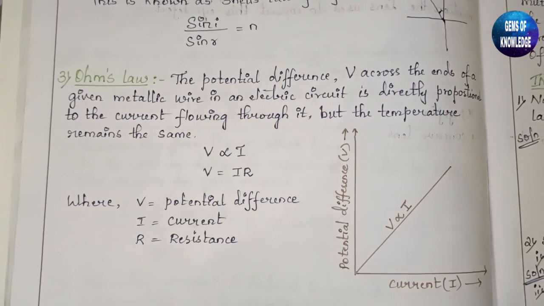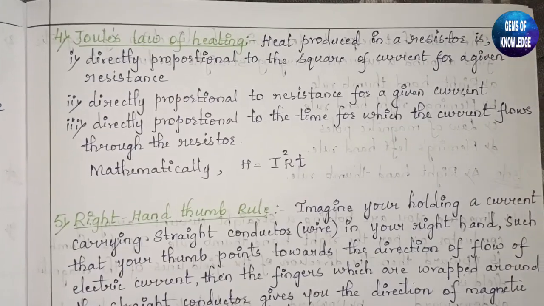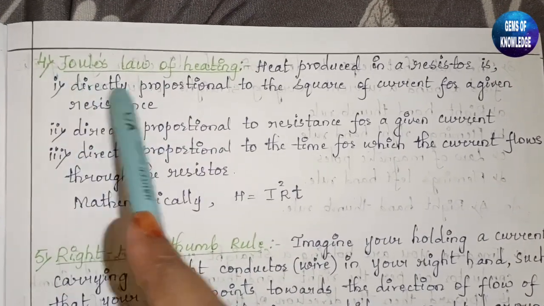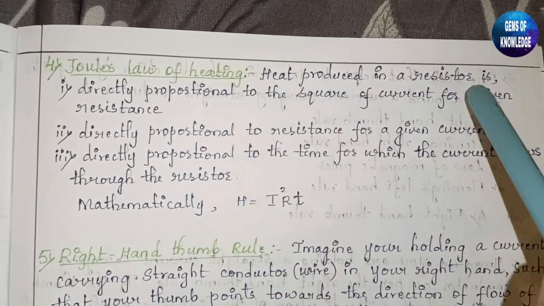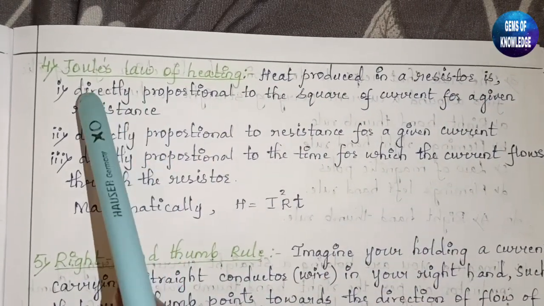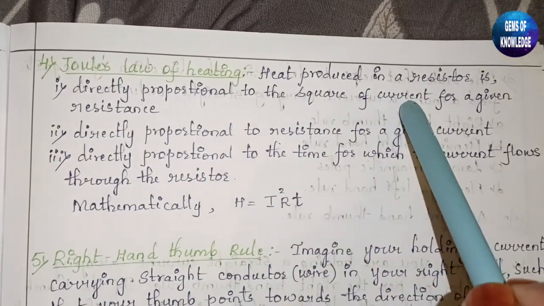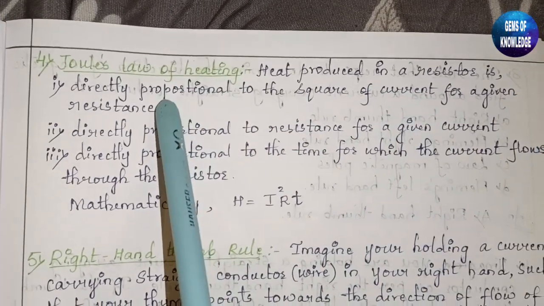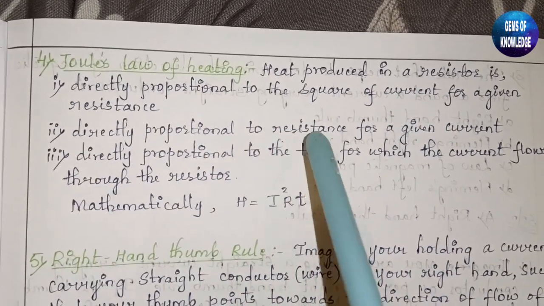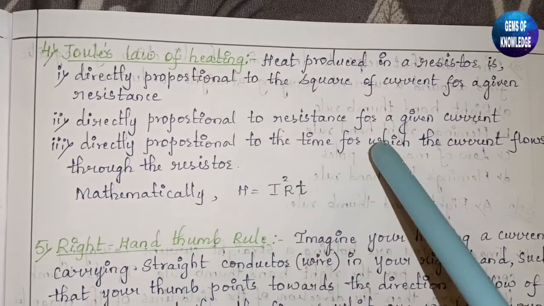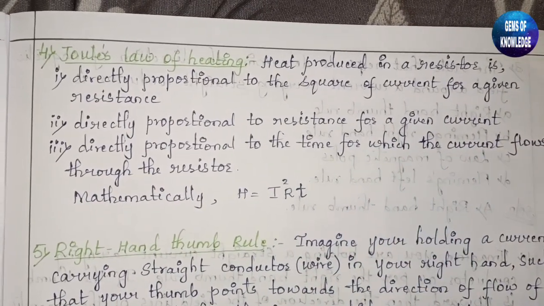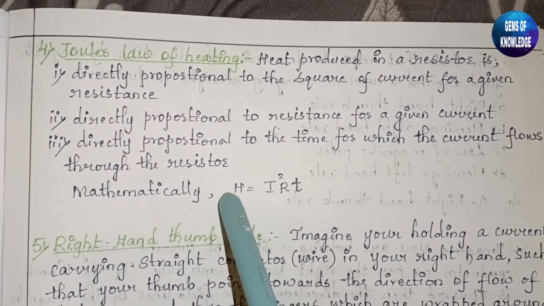Okay, so moving to the next one. The next one is Joule's law of heating. Here it says that heat produced in a resistor is directly proportional to the square of current for a given resistance, directly proportional to the resistance for the given current, and also directly proportional to the time for which the current flows into the resistor.